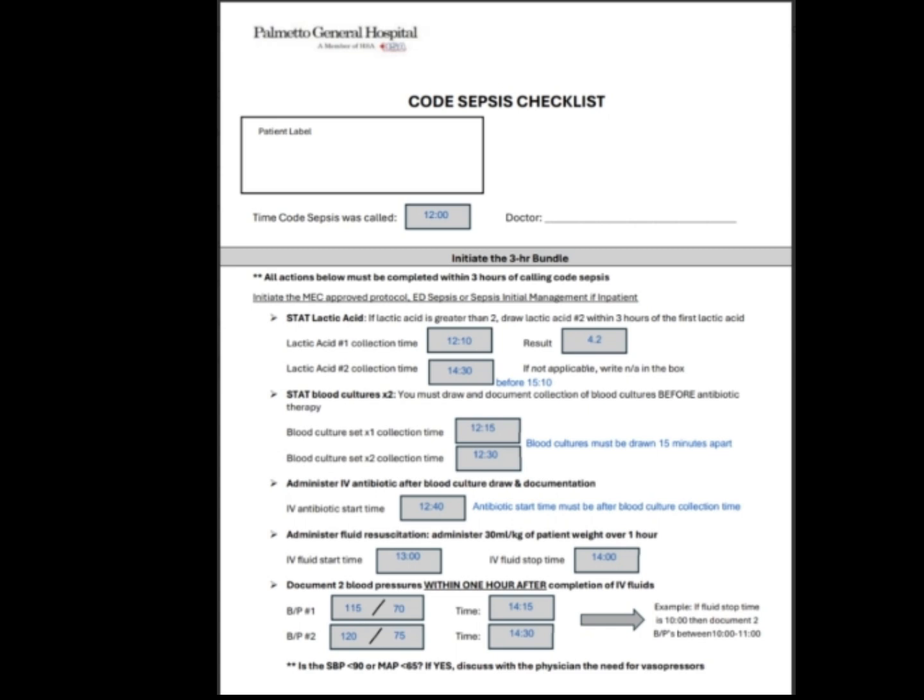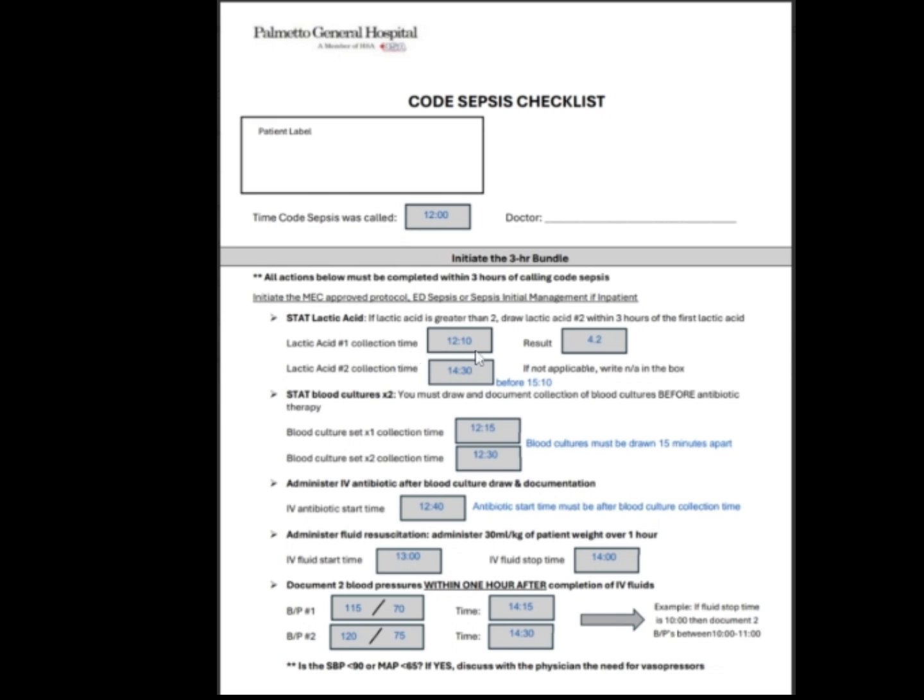For every code sepsis, we will utilize the code sepsis checklist tool. At the top here, you will put the patient's label, the time the code sepsis was called, and in this case, I'm giving the example of 12 o'clock, and the name of the physician. We will then initiate the 3-hour bundle. Everything that you see here on this checklist that must be filled out must happen within 3 hours of calling the code sepsis.